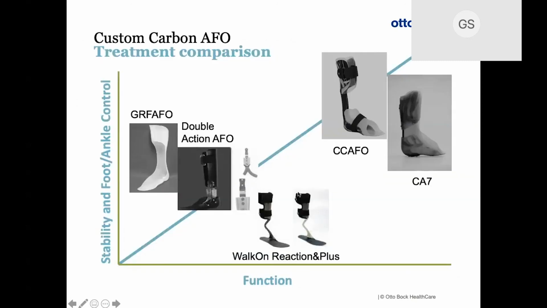Again, we talk about these in terms of the continuum, right? You always have your copolymer AFO, but they're really not doing too much. And then you can make it a ground reaction if you want to, or a double action. But really that's limited by the small springs and stops that you have. You can go up the ante with some off-the-shelf type of carbon devices. But when you really need to have the late stage support, you have the carbon ankle, custom carbon AFO, and then you have the carbon ankle 7 that you can rely on. So those are two more devices to your armamentarium to help not just locking the patient, but allow that dynamic guidance.